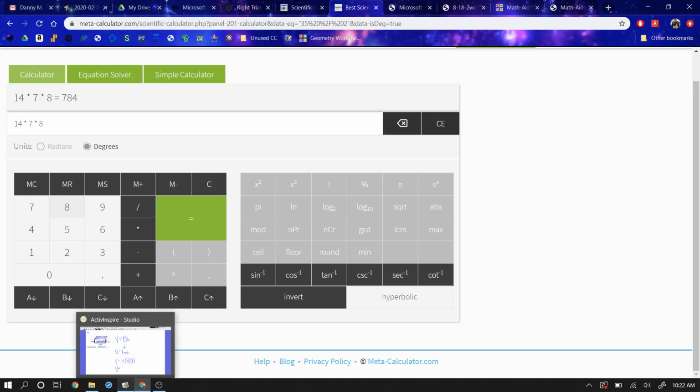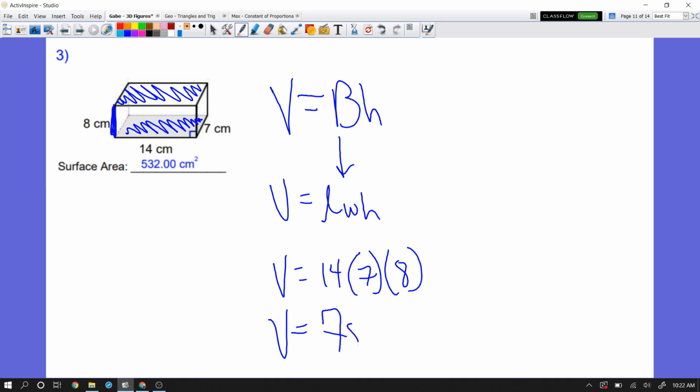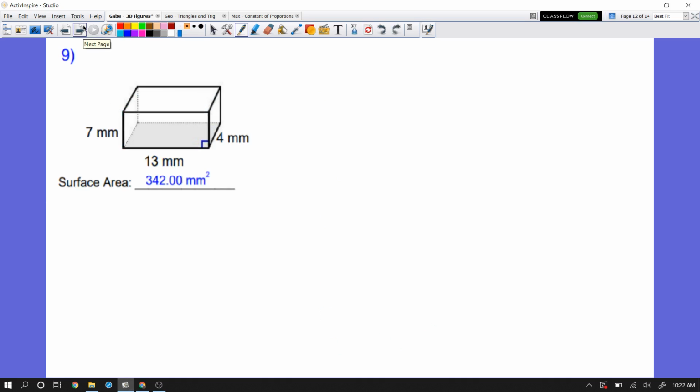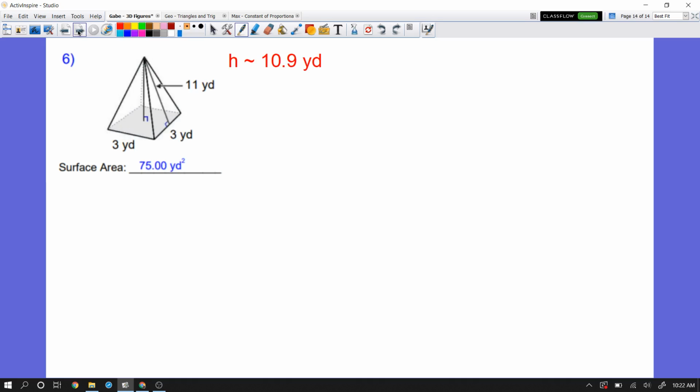784. 784 cubic centimeters. Nothing crazy. I'm going to jump ahead to a pyramid.